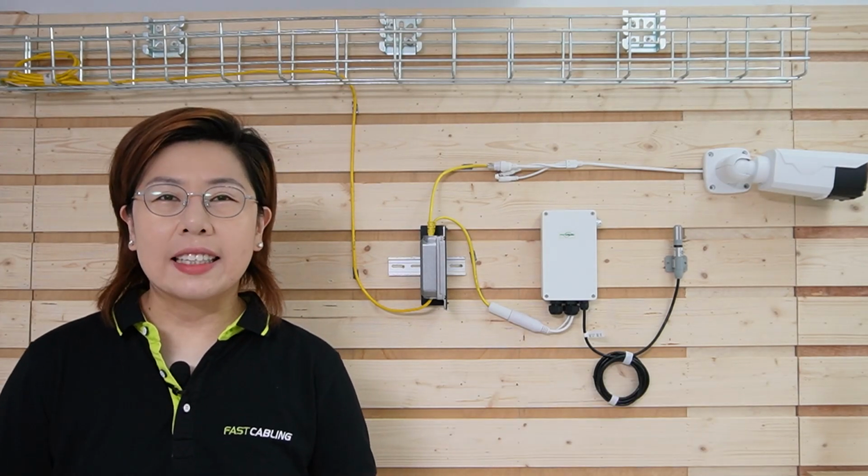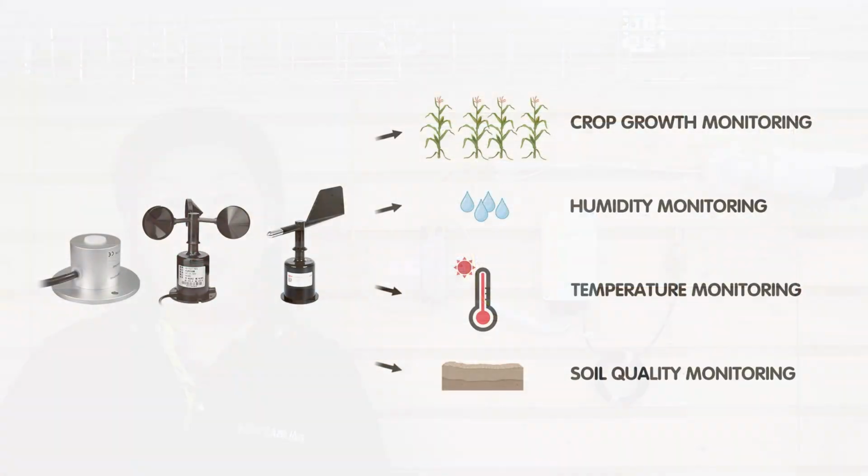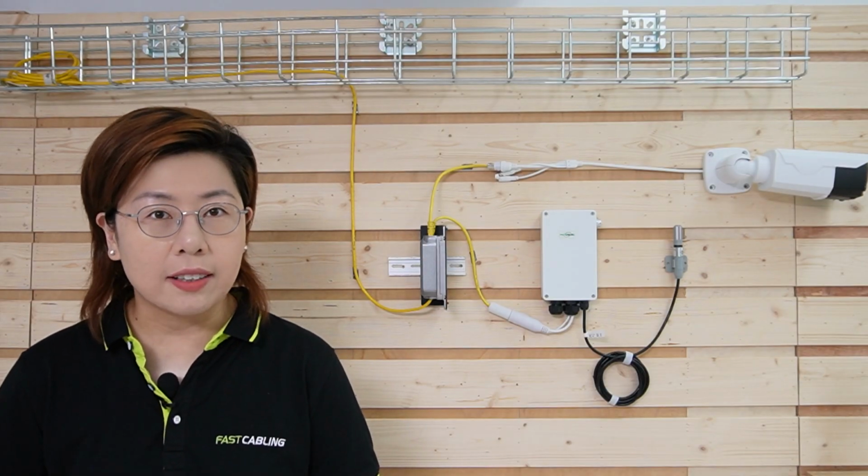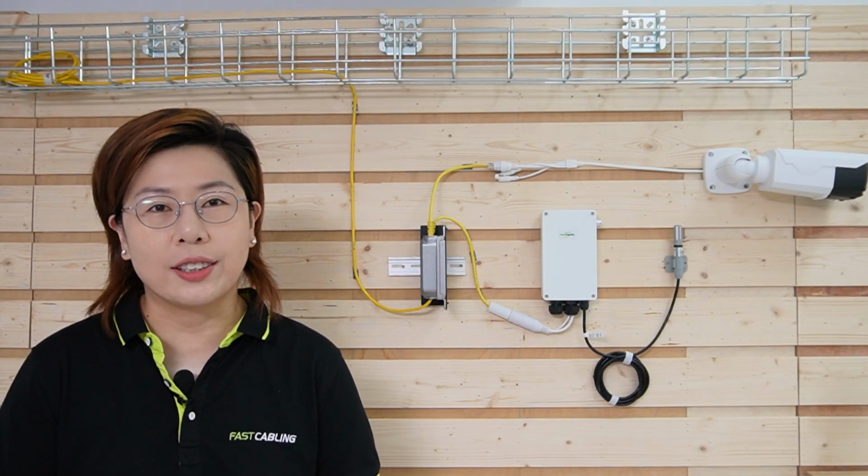So let me explain. Serial sensors are devices that collect data on various parameters like temperature, humidity, and water levels, and they communicate this data using the Modbus protocol, which is a widely used method for transmitting information over serial lines. And here are some common examples of serial sensors.